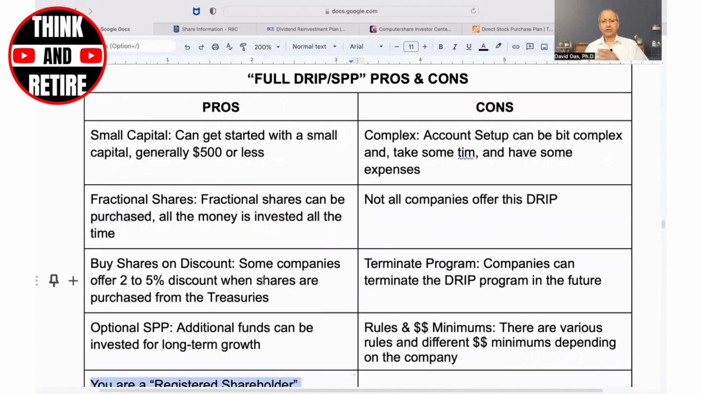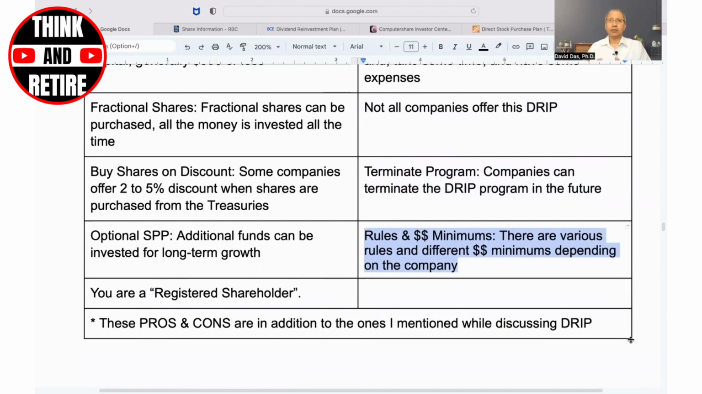On the con side, it can be very complex, it can be a bit time consuming, and it can cost you some money. Not all companies offer this drip. Sometimes the company can terminate the program. And also there are some rules for minimum investments and how much you can invest in what time frame. These pros and cons are again in addition to the ones that I already mentioned in the drip.